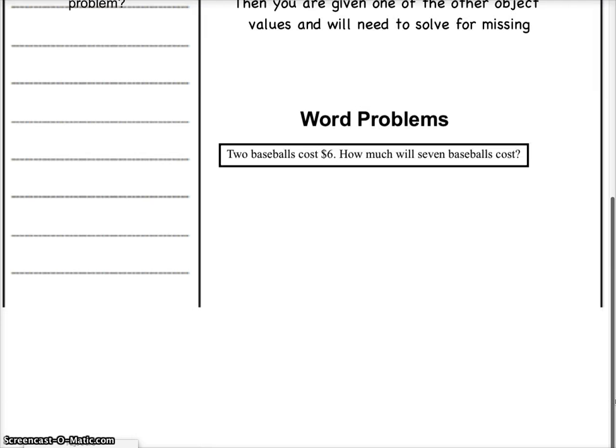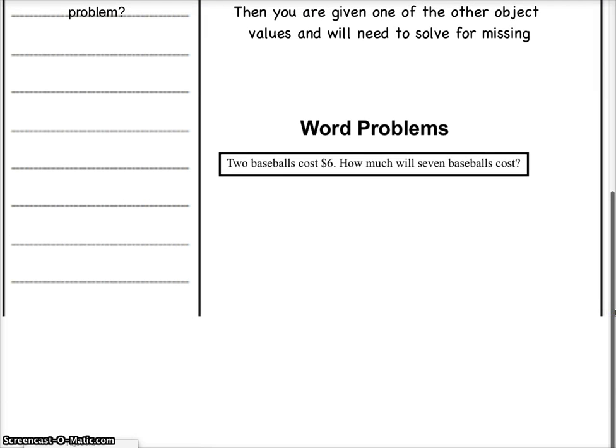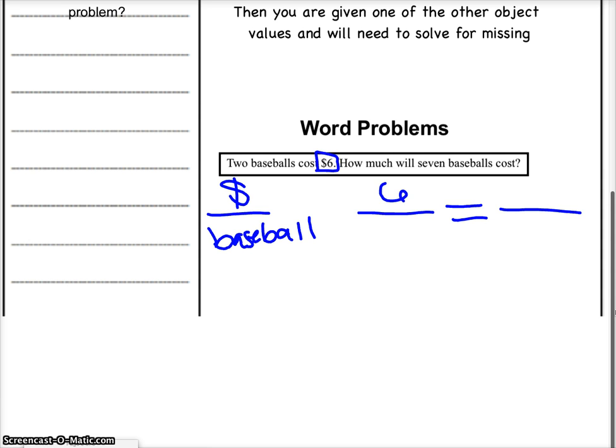Okay, so here's our first example. 2 baseballs cost $6. How much for 7? So the two things I'm talking about is money and baseballs. Money is to baseball. So I create my proportion skeleton, and it should be money is to baseball as money is to baseball. So my money is 6 is to baseball 2 as, what should go here, money or baseball? What should go right here, money or baseball? Money. Money goes on top.